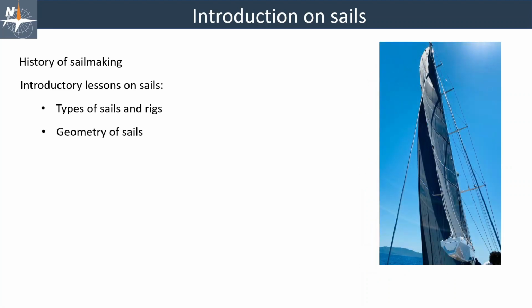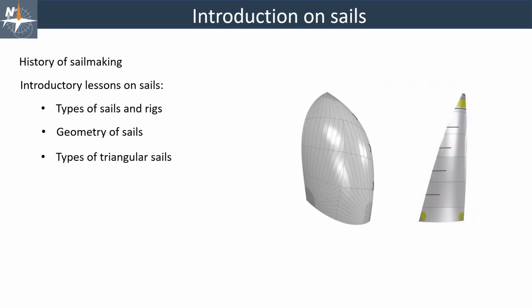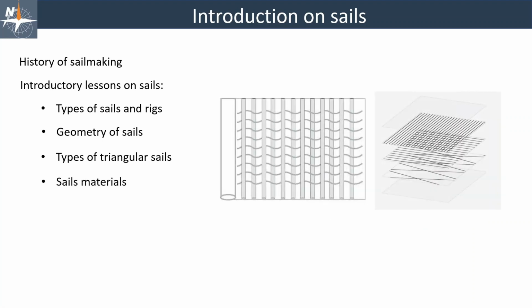Then we talked about the geometry of sails, where we introduced many technical terms related to the sails themselves. Then we talked about the types of triangular sails, in which we focused on the Bermudian rig, and we went through the types of sails that we can have on a yacht. Here we also introduced some of the ways the sails are attached to the rig. Then we discussed sail materials, and we showed the materials that sails are made of, their properties, and some actual common sailcloth that is used in real life.